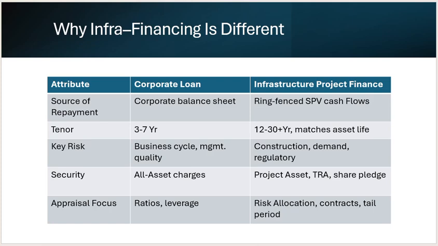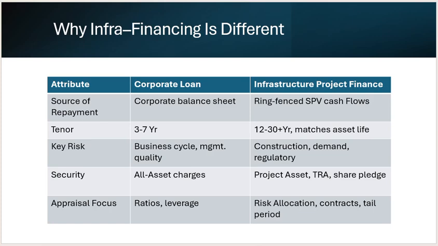The key applications are banking in the UK, public utilities, project finance, cyber security, asset protection, regulatory compliance, and risk containment. Those are the factors we use in ring-fenced cash flows. The tenure is the most important factor that differentiates between the corporate loan and infrastructure project finance.